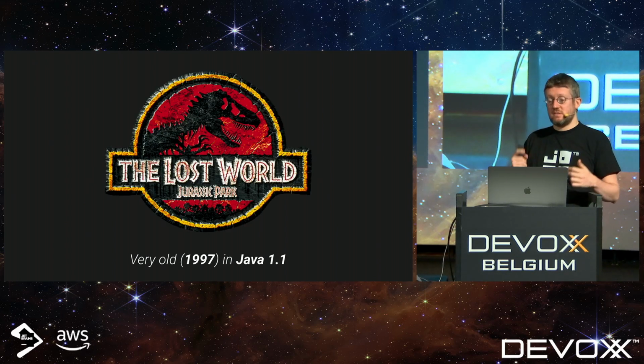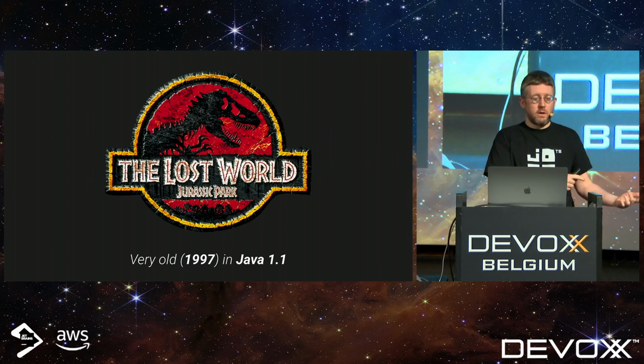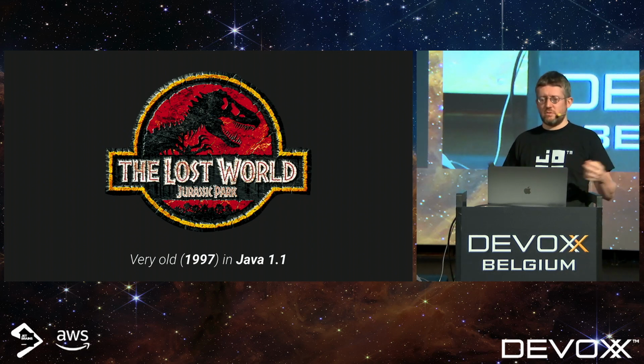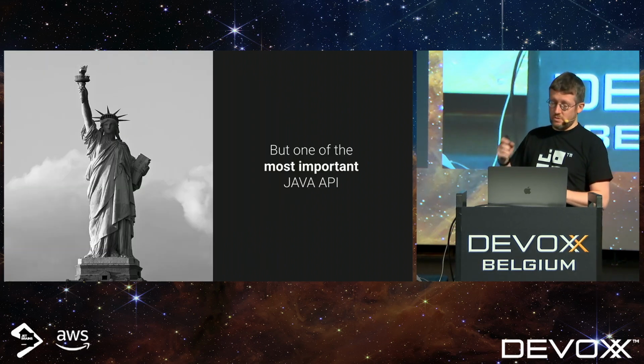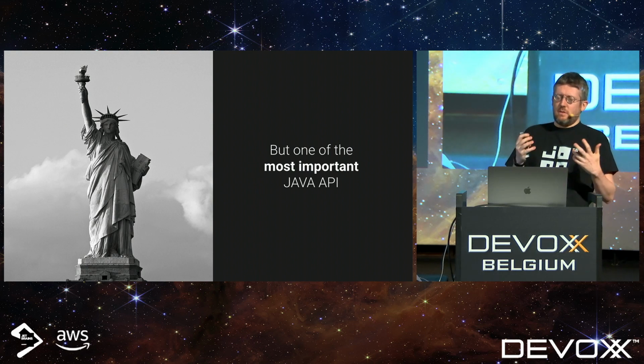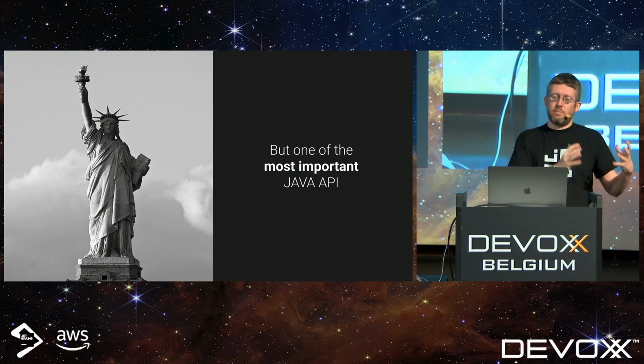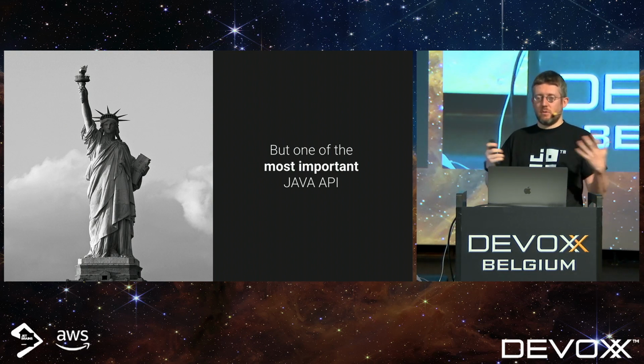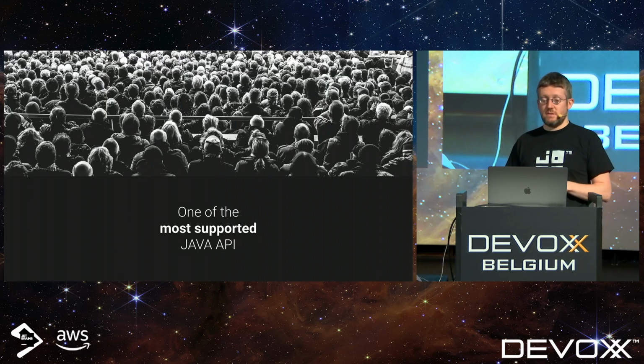In fact, JDBC was released in Java 1.1, the same year as The Lost World, the second Jurassic Park. Now, almost 25 years after that, we have six, and maybe three Jurassic Park films added. But it's the most important API from the beginning. It was one of the reasons the Java ecosystem was so powerful at the beginning, with this JDBC stuff.